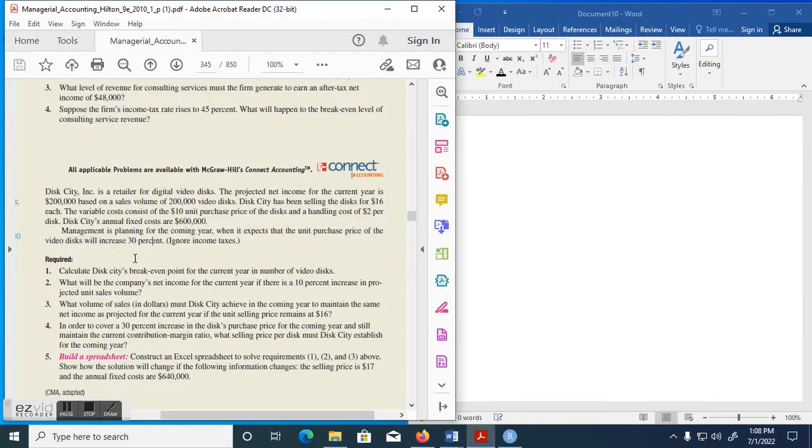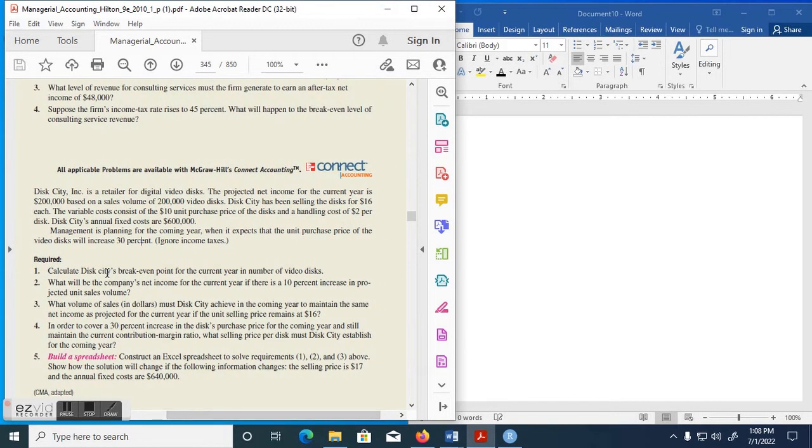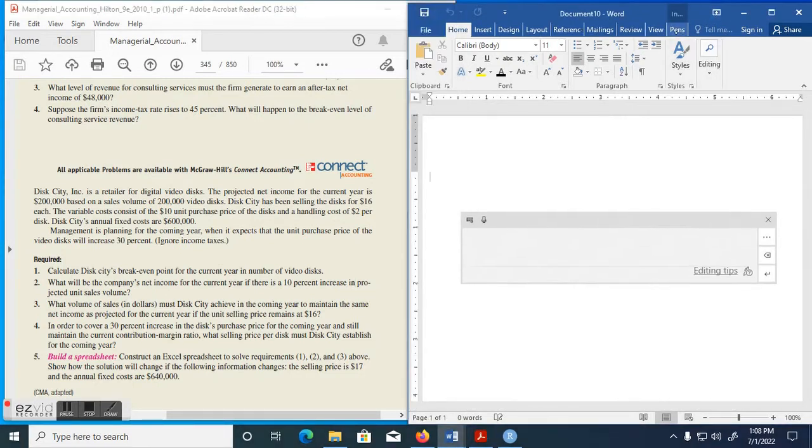Now let's go through what is required in this particular question. There are multiple requirements. We'll go through 1, 2, 3, and 4. The first 4 requirements we'll be skipping over the builder spreadsheet. We've got separate trainings for that. Now, in the first requirement, they say calculate Disc City's break-even point for the current year in number of video discs.